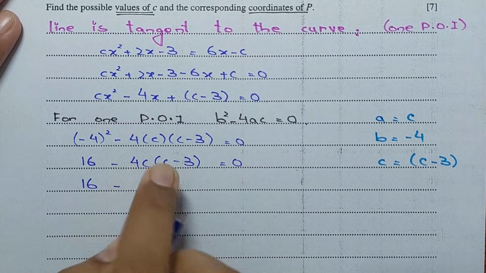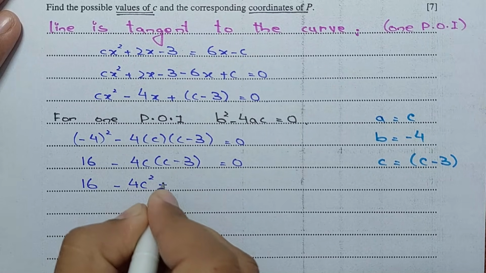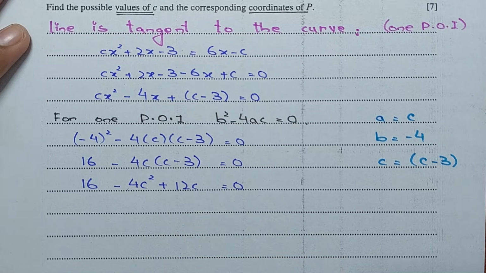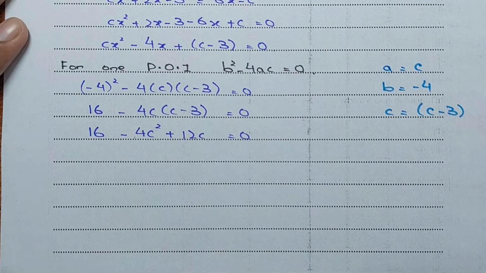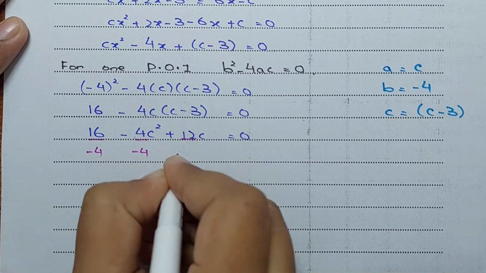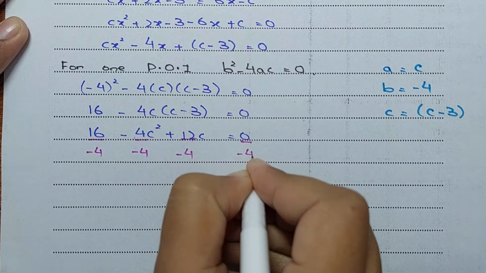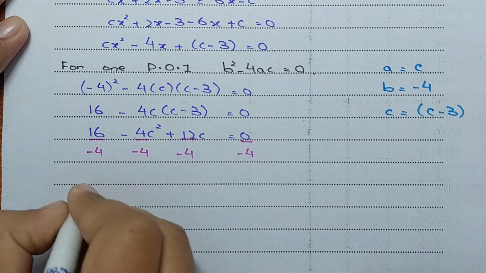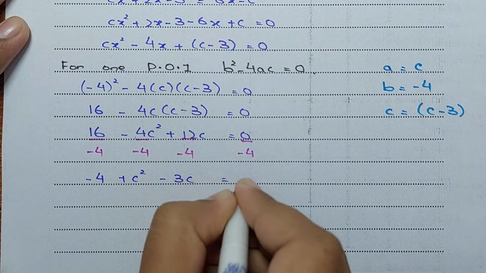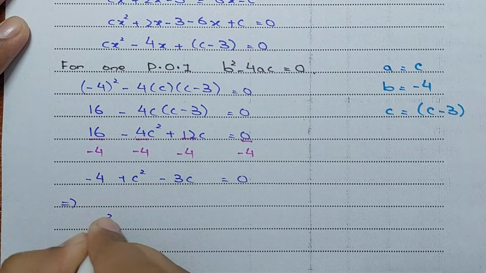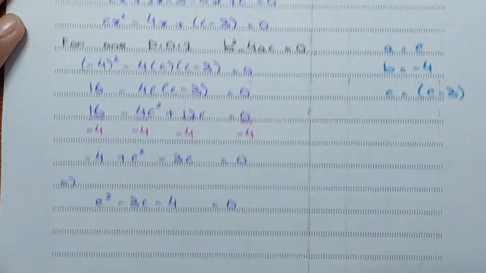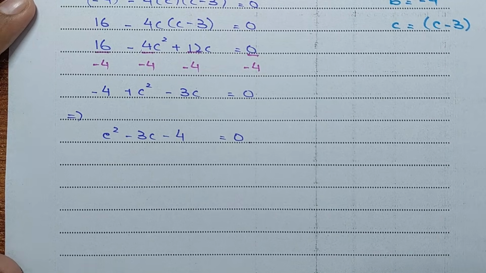16 minus 4c with minus 4c square, minus times minus is plus, 4 times 3 is 12, c equals to 0. Okay, all the terms are divisible by 4. Divide everything by negative 4. Okay, 4 times 4 is 16, so negative 4 plus c square, 4 times 3 is 12 and 0. Or we can say c square minus 3c minus 4 equals to 0. Now we can easily figure out the possible values of c, right?